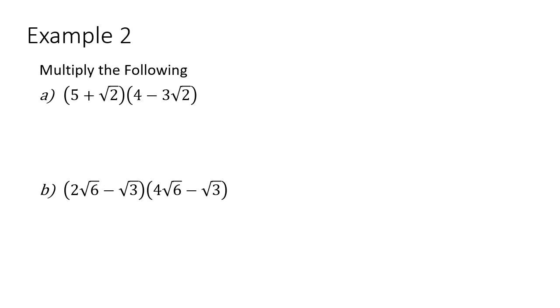All right, so again, it's just foiling when all is said and done. For part A, we would get 5 times 4, which would give us 20. 5 times a negative 3 square roots of 2 would give us a minus 15 square roots of 2. If you're a little bit confused with that, make sure you go back and brush up on section P3, because we talked about the way that works with multiplication being commutative, so we can basically multiply like terms together.